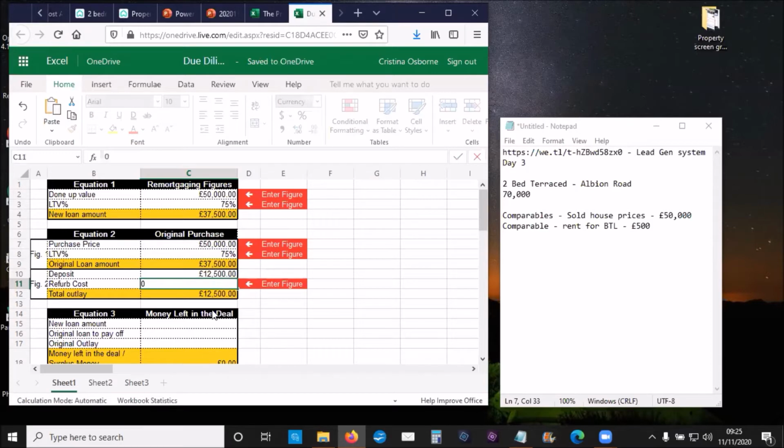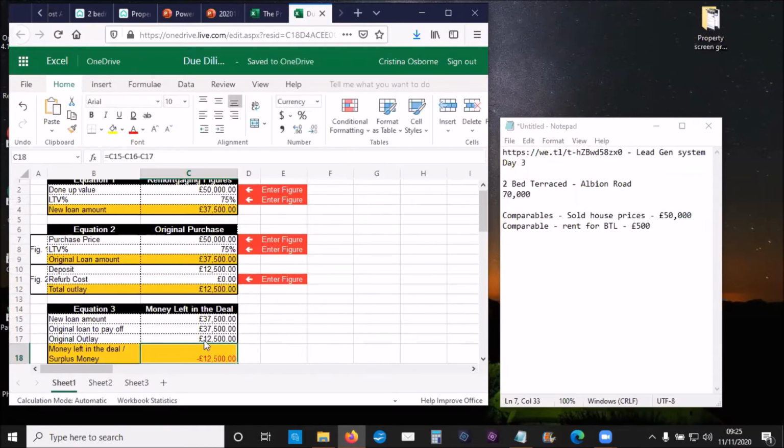Refurb cost, we're just going to say 0 for the time being. I'm keeping it simple for the time being, guys, okay? New loan amount, that is going to be that one. Original loan to pay off, it's going to be this one. Original outlay is exactly the same as that because we didn't spend anything else.